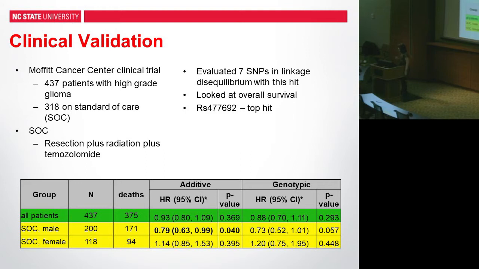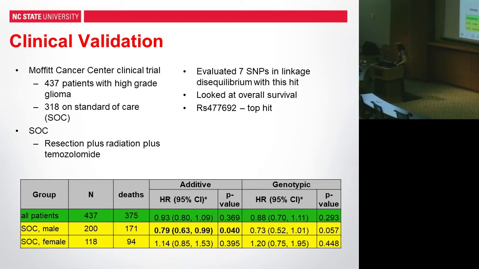We followed this up with wonderful collaborators at Moffitt Cancer Center. We started with a preliminary data set, and I'm happy to update from a call this morning the results of a much larger follow-up. We started with a pilot study of about 400 patients with high-grade glioma. The standard of care for glioma is resection, radiation, and then temozolomide. We pulled 7 SNPs in linkage disequilibrium within that peak, not wanting to entirely bet that it was the lead SNP.